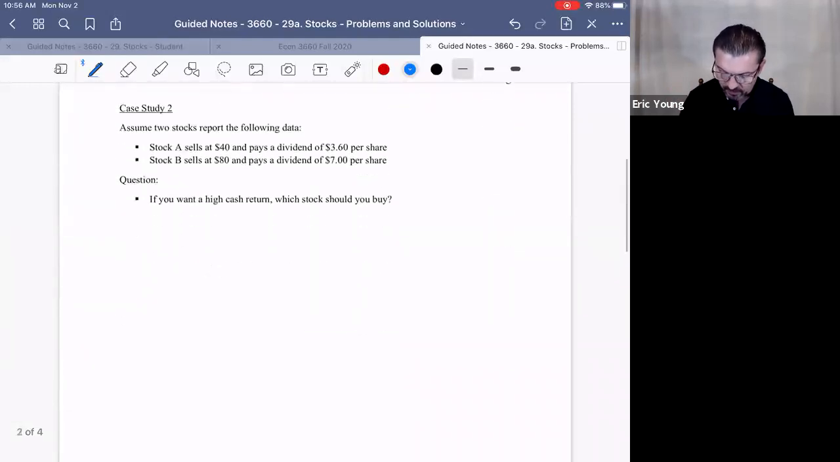In case study number 2, we assume that we have 2 stocks. They give you the following data, stock A and stock B, and you have some data that you've collected. If you want a high cash return, which stock would you buy?